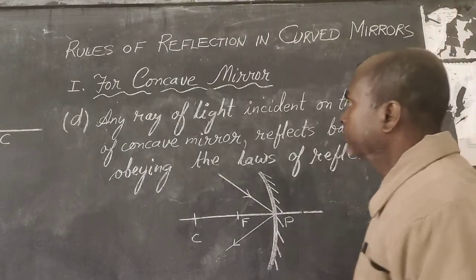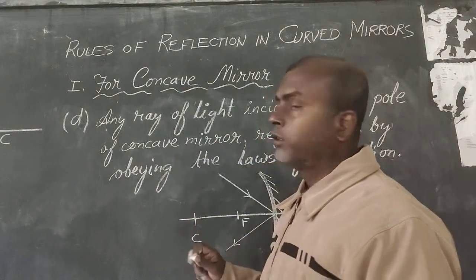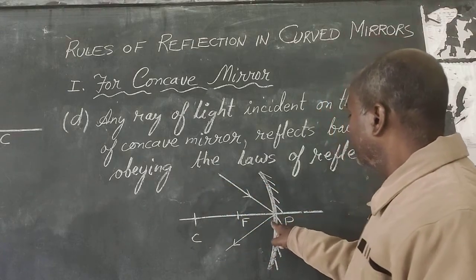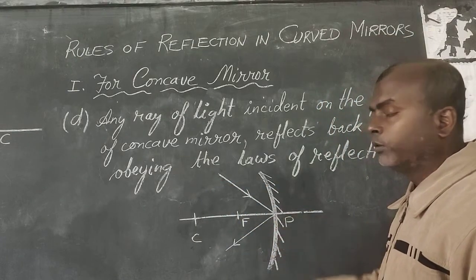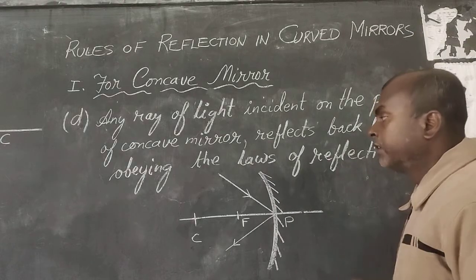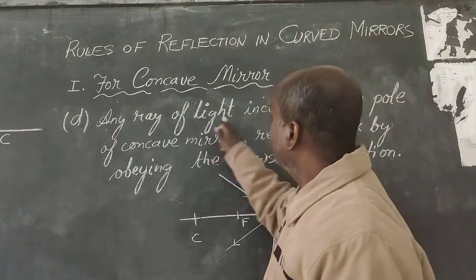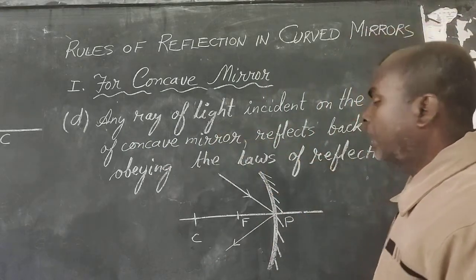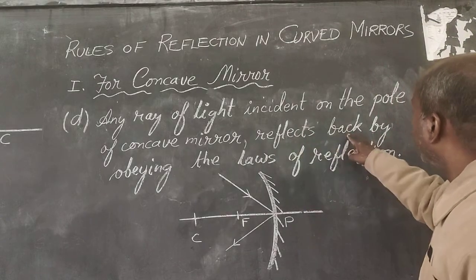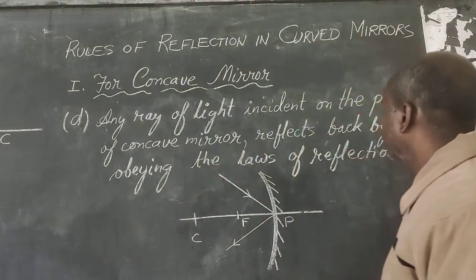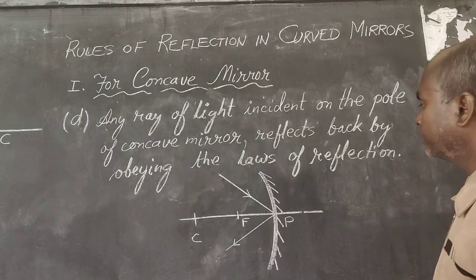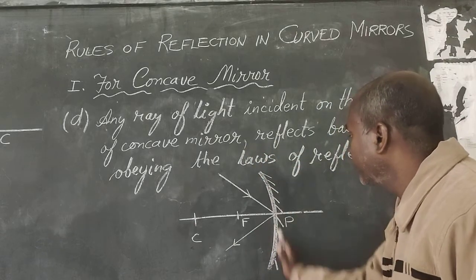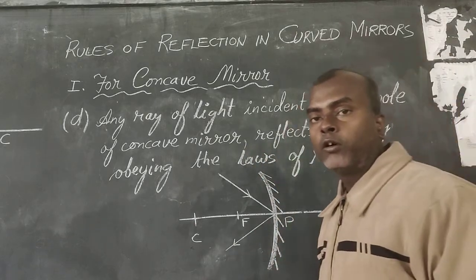Okay, now the fourth law for concave mirror, law of reflection. If any incident ray comes and hits the pole, then what will happen? Here, let's read. If any ray of light is incident on the pole of the concave mirror, then it will reflect back by obeying the laws of reflection. Do you remember from class 7 the laws of reflection? Incident ray, reflected ray, and the normal lie on the same plane. That is rule number 1 for law of reflection.